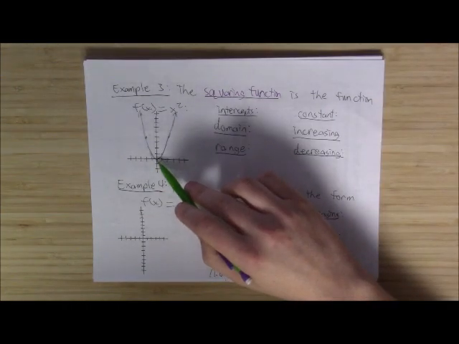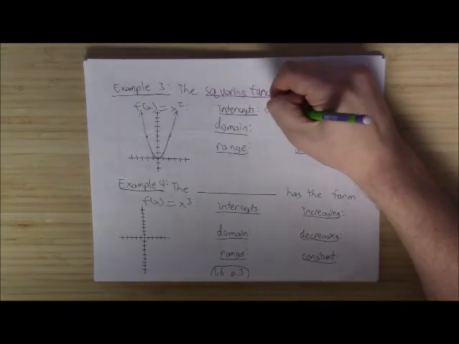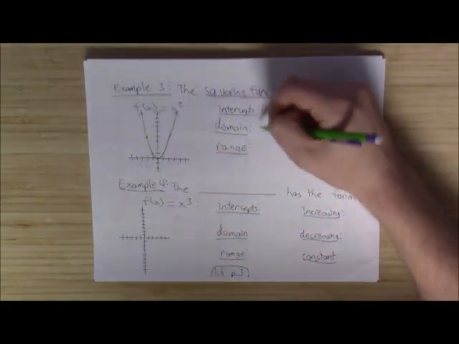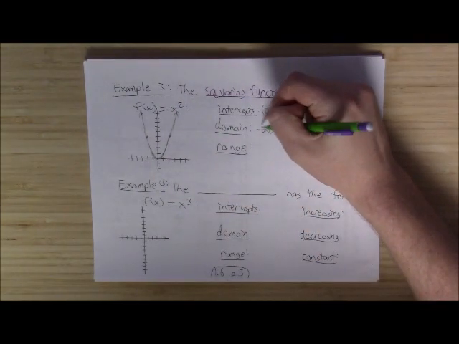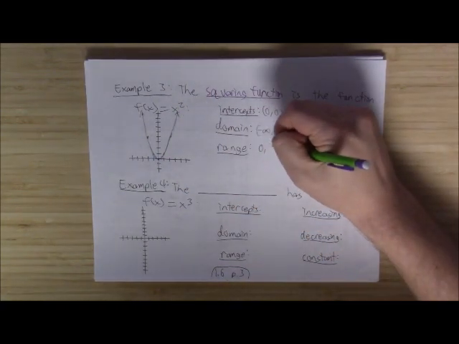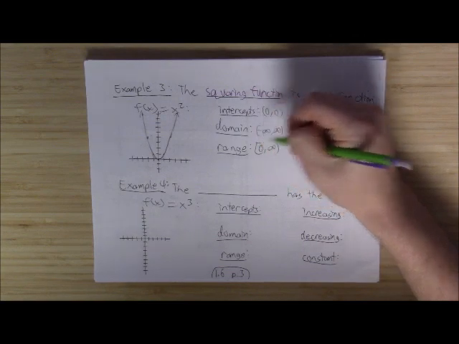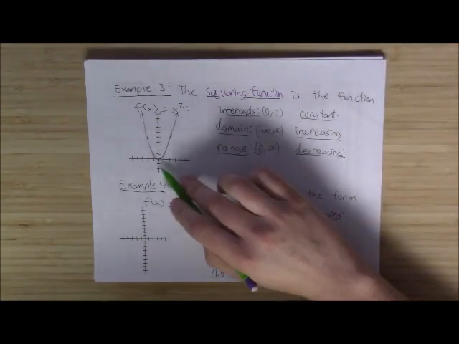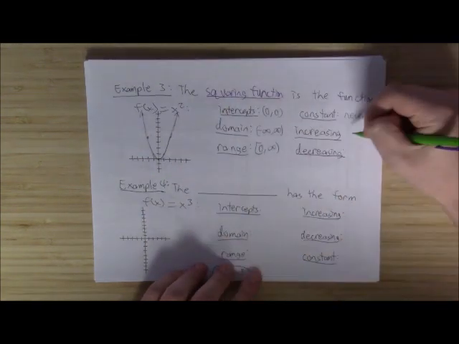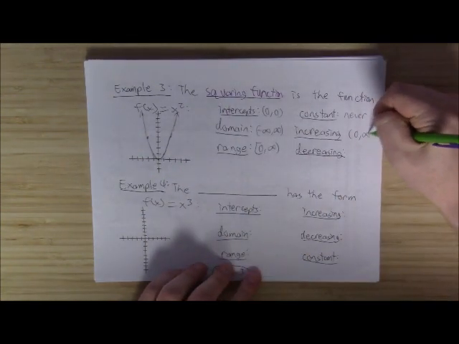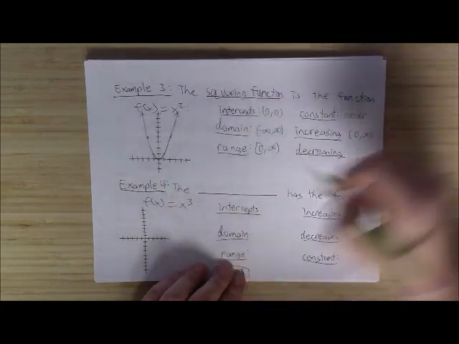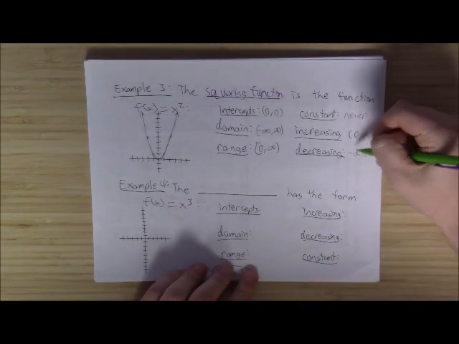Now, the only intercept is at (0, 0). Its domain is negative infinity to infinity. Its range starts at 0 and goes all the way up to infinity. And it's never constant. It's increasing on 0 to infinity, but it's decreasing on negative infinity to 0.